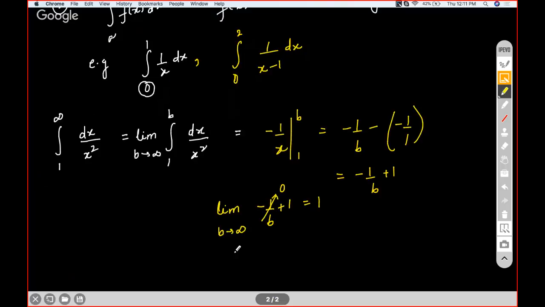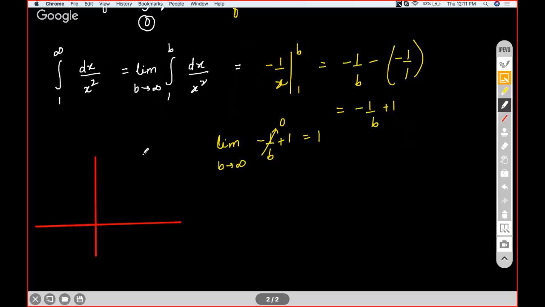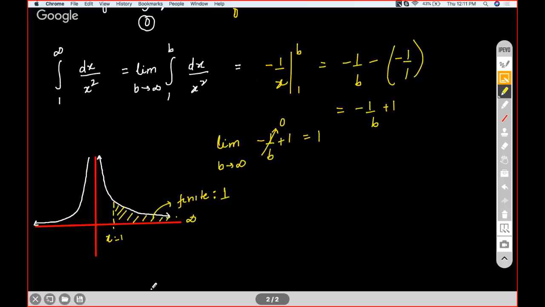Right? Now, what is the meaning of this improper integral? The meaning is that if you sketch the graph of this function 1 by x square, we all know the graph of this is like this. This is the graph of 1 by x square. So it says that from 1 to infinity, this area will still be finite and that value will be 1. Are you getting this point?